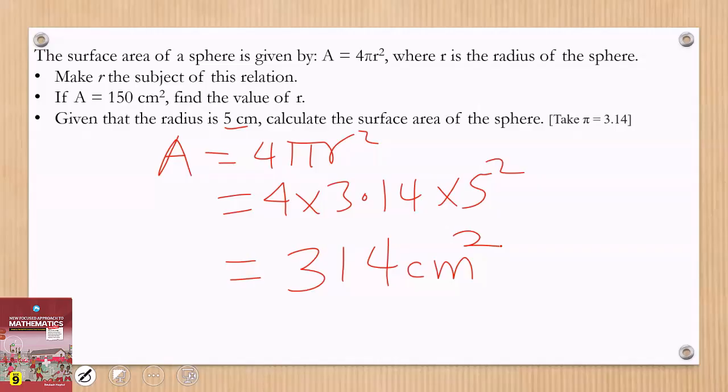Go ahead and solve more questions relating to changing of subject and making substitution.